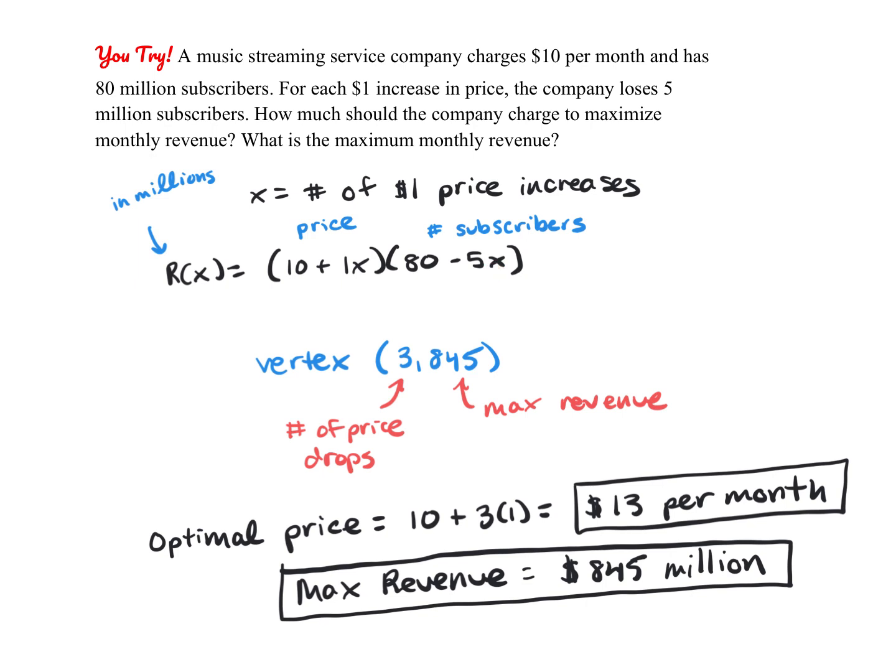So again, you could type it in exactly as it is here. I would keep this in millions, so don't use 80 million, just use 80. And just understand that your answer is in millions. And then since we're working with a maximum, we'll want to find that vertex. So the Y value does represent the maximum. Remember, the X value represents the optimal number of price increases.